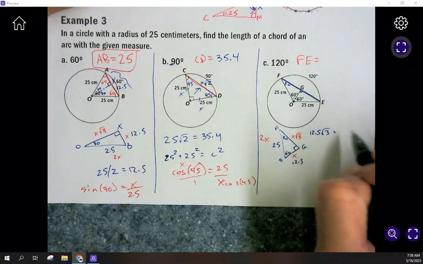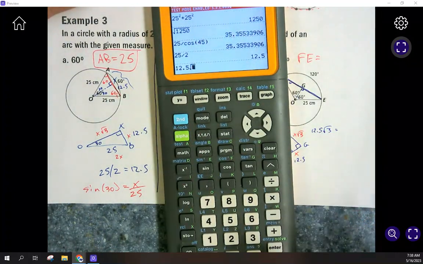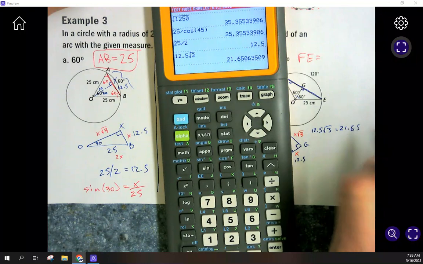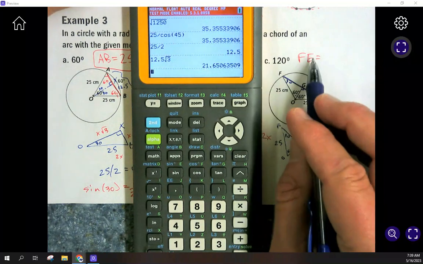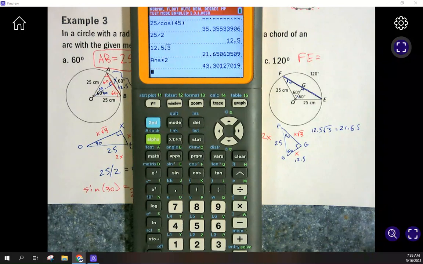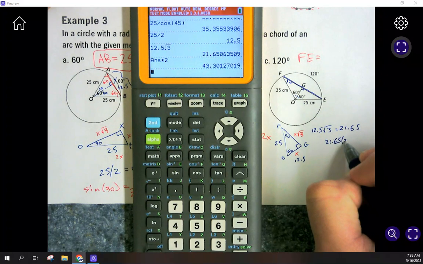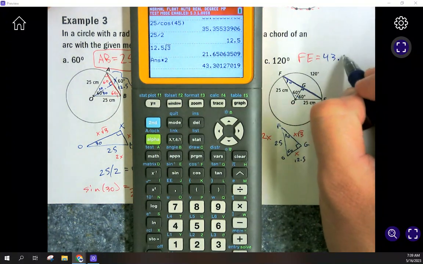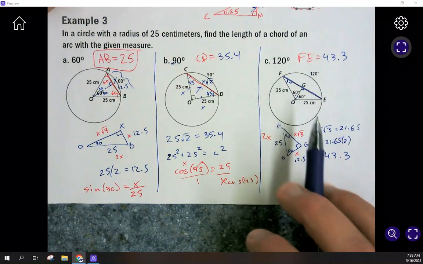All right. That would equal, let's go ahead and get the decimal version, about 21.65. That's just halfway across. So that's from F to G. I'm looking for FE, the entire chord length here. I would just times that by 2. I wouldn't round it first. I'd leave it in the calculator. So my final answer here now, 21.65 times 2 gets me 43.3. All right. And I think that's the easiest way to do that one.